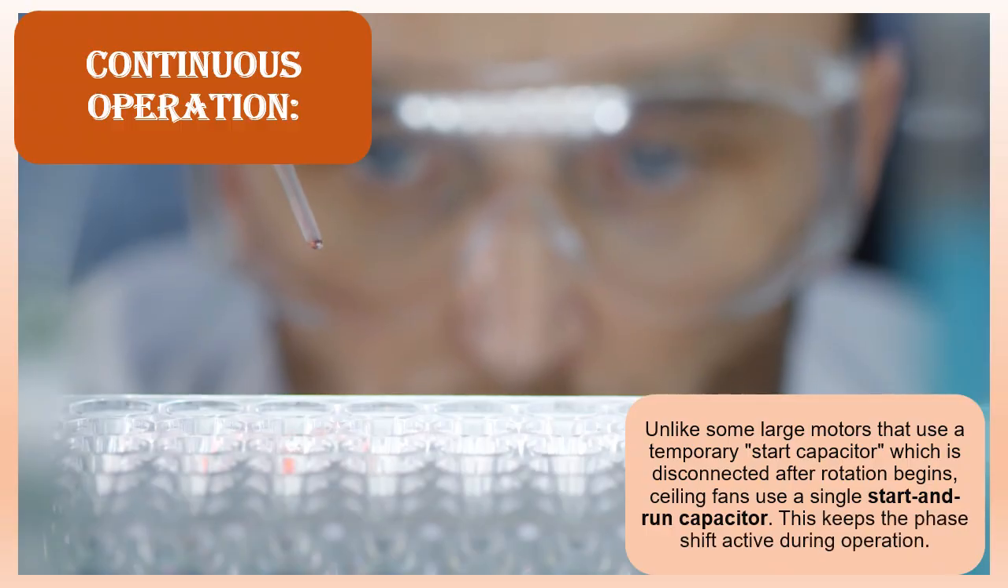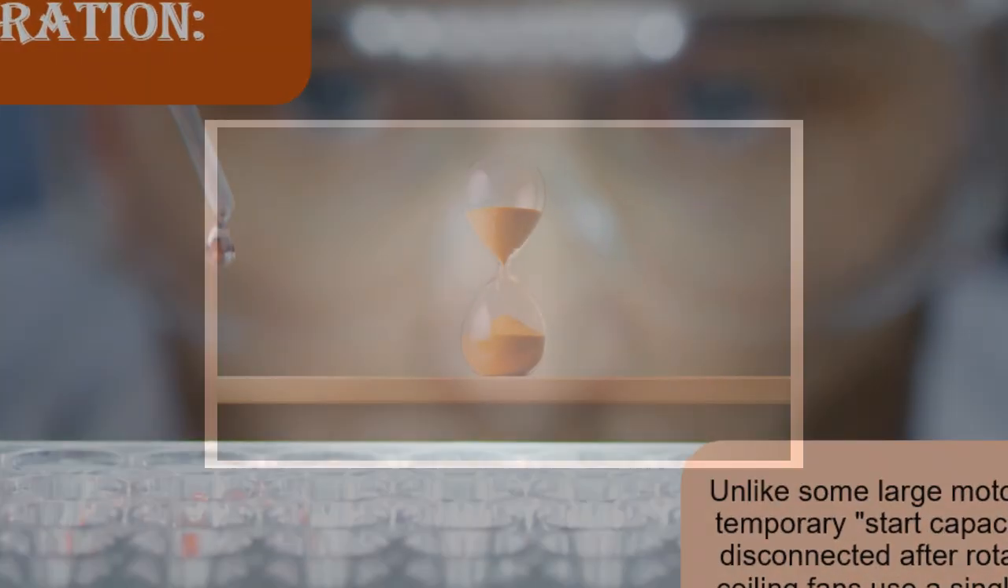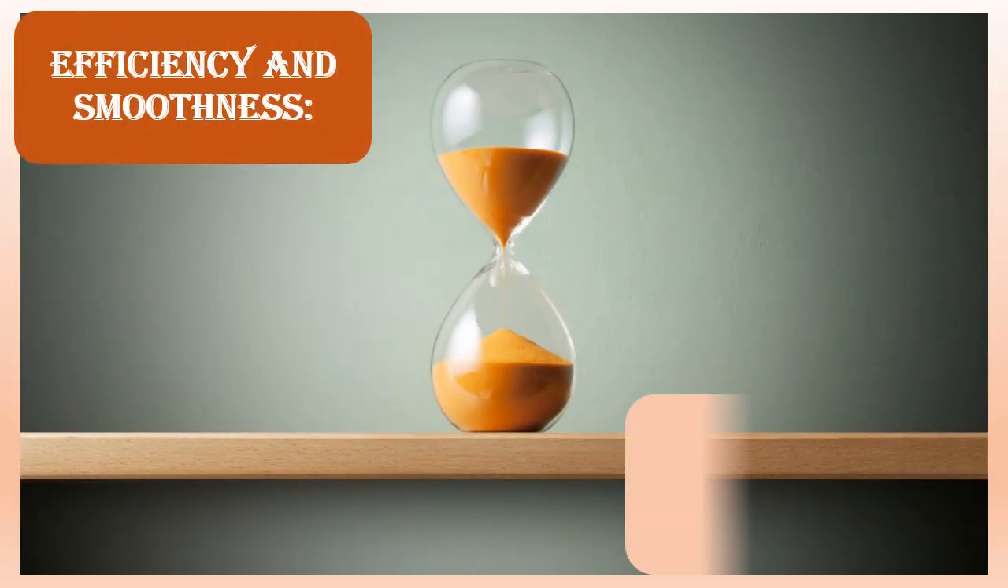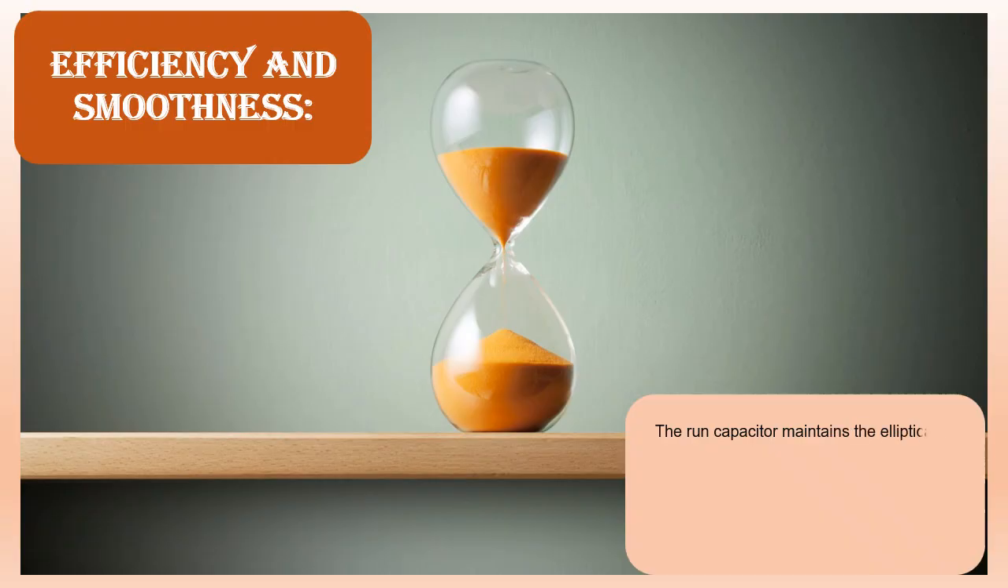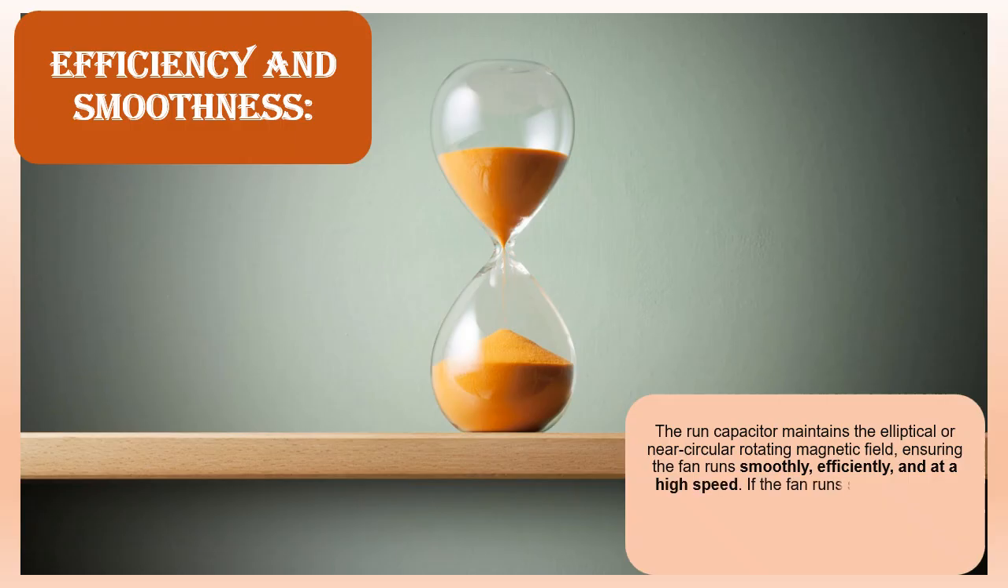Efficiency and smoothness. The run capacitor maintains the elliptical or near-circular rotating magnetic field, ensuring the fan runs smoothly, efficiently, and at a high speed. If the fan runs slowly, or starts only with a push, the capacitor is the most likely culprit, as its ability to hold a charge has degraded.